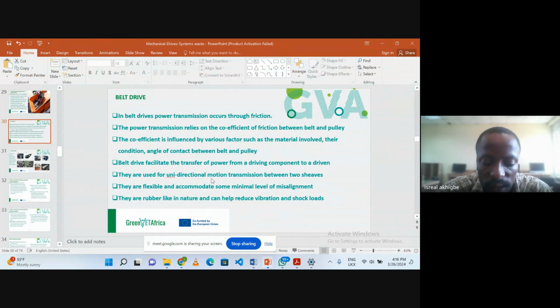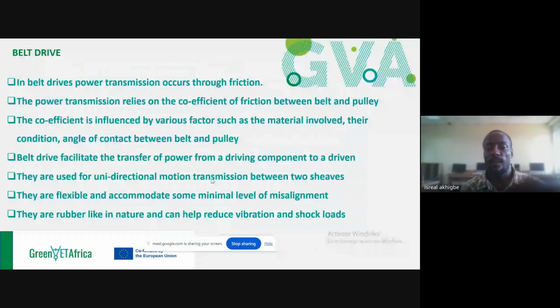Okay, so like I was saying, now this is point number one. First off, in a belt drive, power transmission occurs through what? Friction. Point two says the power transmission relies on the coefficient of friction between the belt and the pulley.